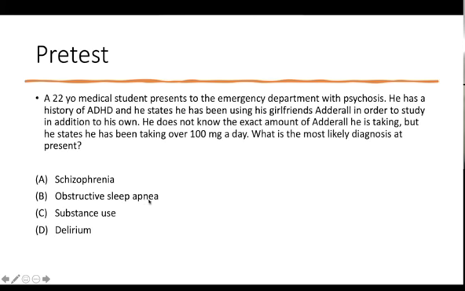Here's another one. A 22-year-old medical student presents to the emergency department with psychosis. He has a history of ADHD, and he states that he's been using his girlfriend's Adderall in order to study, in addition to his own. He does not know the exact amount of Adderall he is taking, but he states he has been taking over 100 milligrams a day. What's the most likely diagnosis?